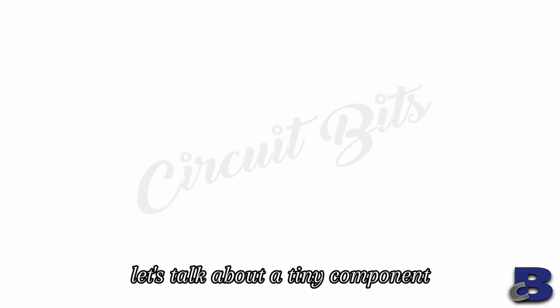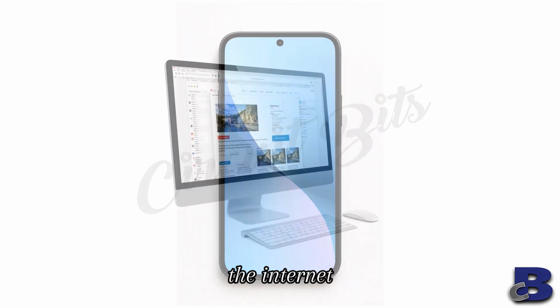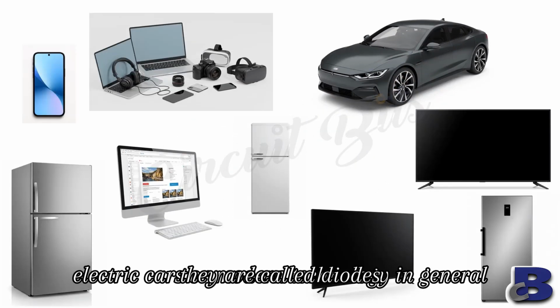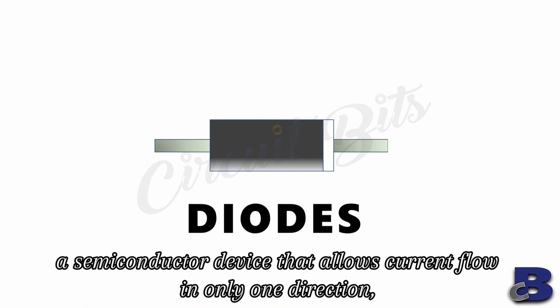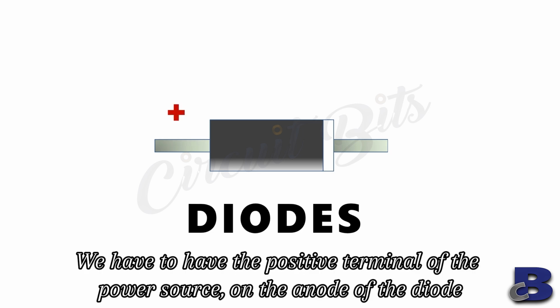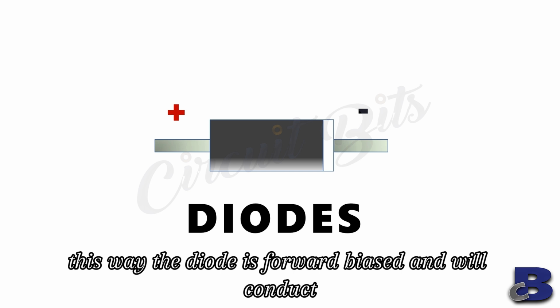Let's talk about a tiny component that is responsible for smartphones, the internet, electric cars, or modern technology in general. They are called diodes. A diode is basically a semiconductor device that allows current flow in only one direction, from anode to cathode. For this to happen, we have to have the positive terminal of the power source on the anode of the diode, and the negative terminal on the cathode of the diode. This way the diode is forward biased and will conduct.